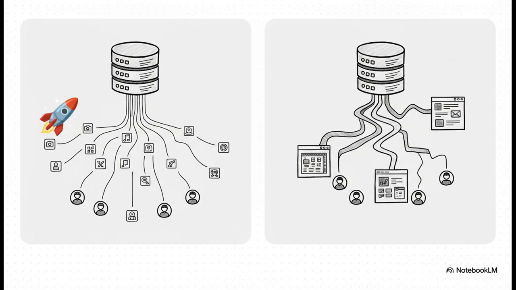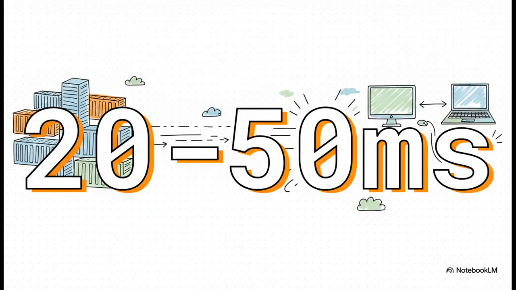latency way, way better. And speaking of performance, just look at this number, 20 to 50 milliseconds. That's the kind of latency we're talking about here, with a decent internet connection. To put that in perspective, for most things you do, that is so fast it feels completely native. It feels like the app is running right there on your own machine.